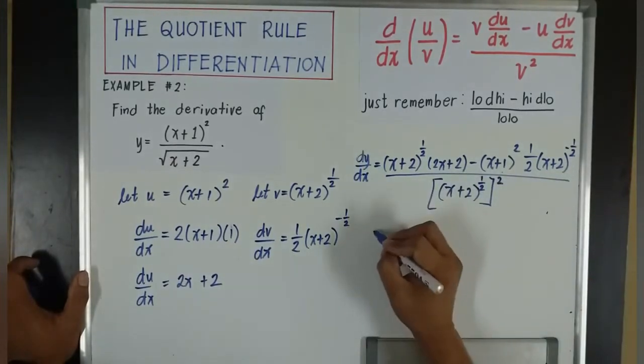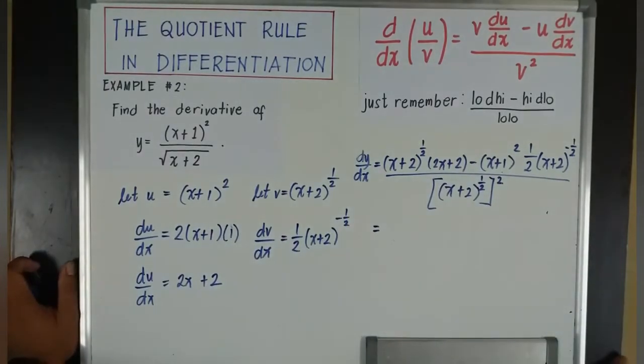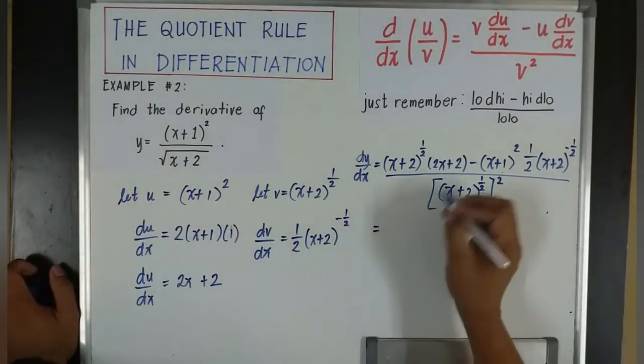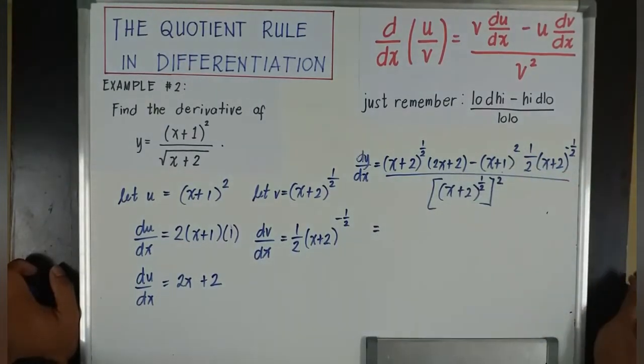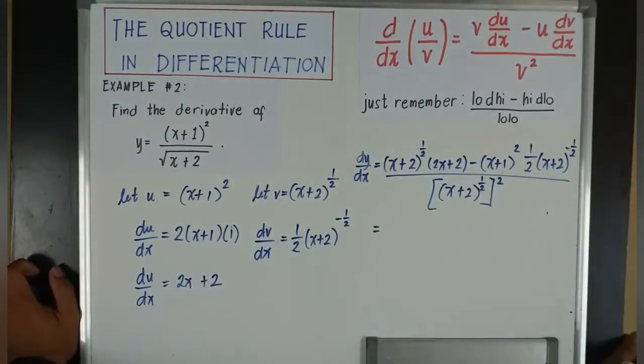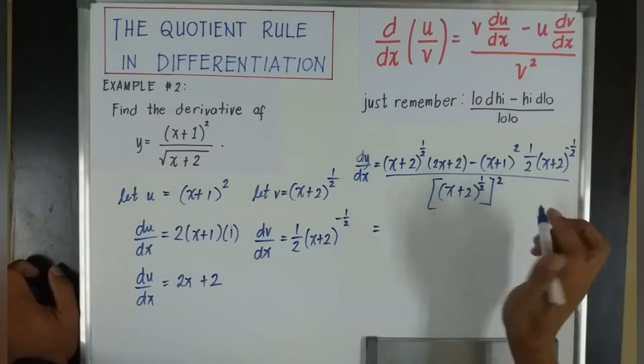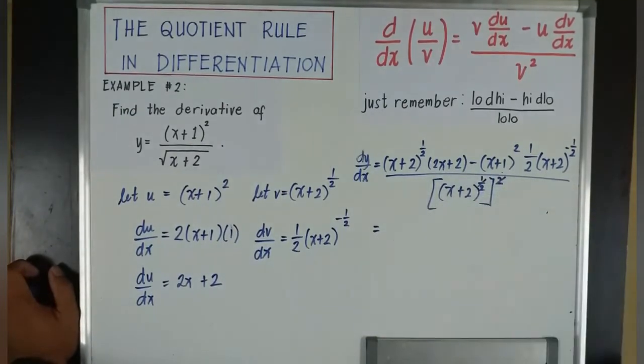Okay? Next, let's simplify. Can I multiply these two? No, I cannot do that. Okay? Next. Can I multiply all these things? No, also. I cannot also do that. Okay? But I can simplify it later on. Yes, you can simplify. Only this one you can simplify because remember, 1/2 times 2 is 1.